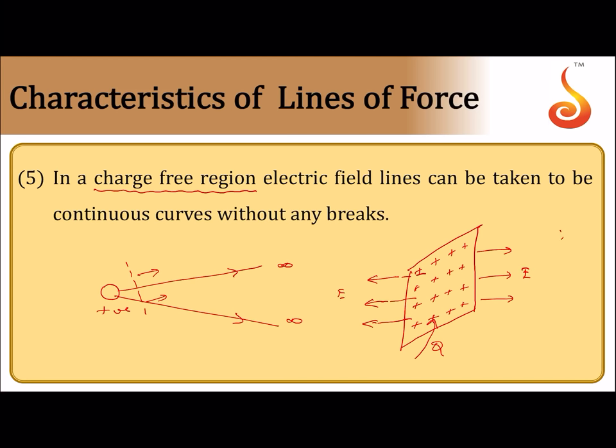So on either side, if I just show the sheet as a line, on either side of the sheet, the electric fields are in opposite directions. So the field line has broken. At this sheet, at this point, the field line has broken. One is this way, the other is this way, it is not continuous. But then why is it broken? Because there is a charge over there. So if a charge comes in, the field line will be broken. If it is a charge-free region, electric field lines will be continuous curves without any breaks.